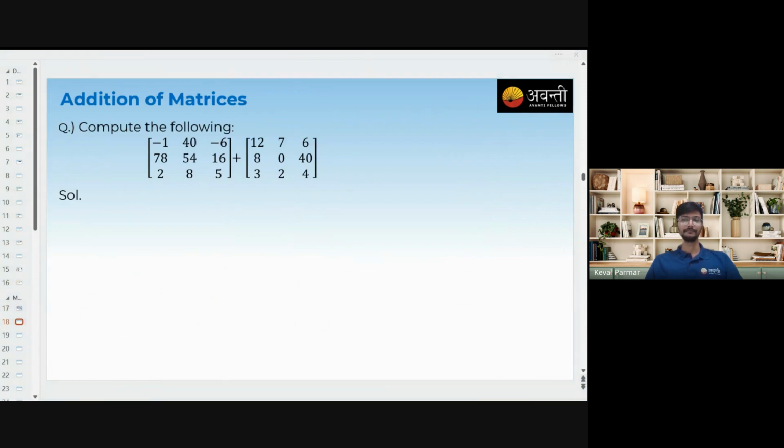Let's say addition. Basically, we are doing algebra of matrices now. Addition, subtraction, the same thing. The most important thing we have to do is multiplication. And division in matrix is not possible.